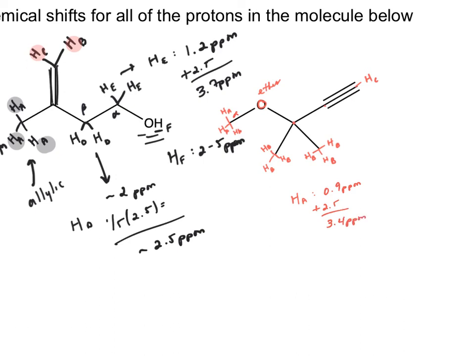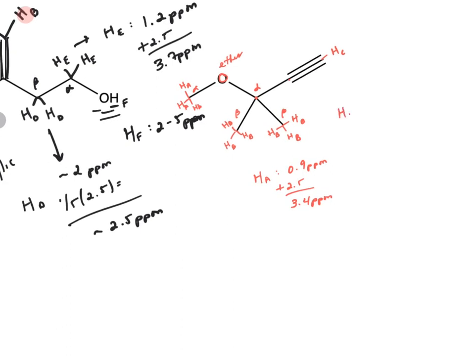For HB, we're not in an allylic position. These guys would be alpha. These guys are then beta to that ether. So again, for HB, normally we'd find the 0.9, but now because we're beta to that ether, we're only going to get 1/5 of that ether effect, which gives us about 1.4.